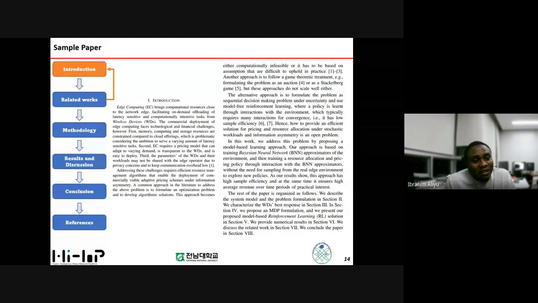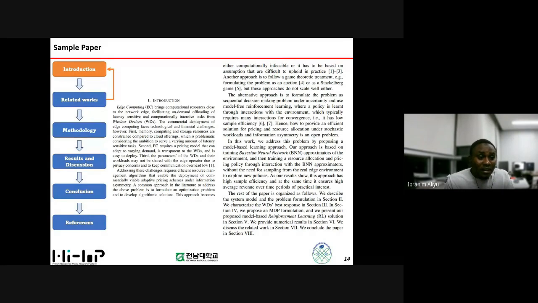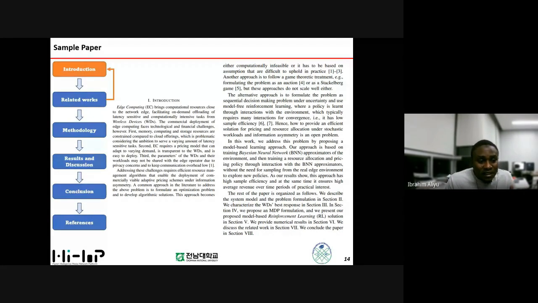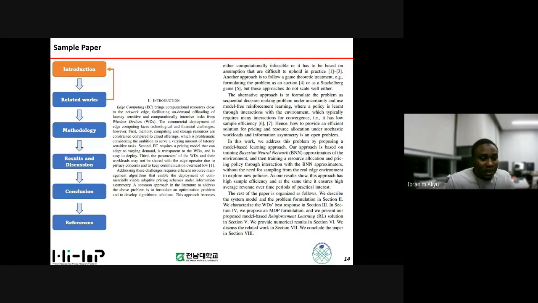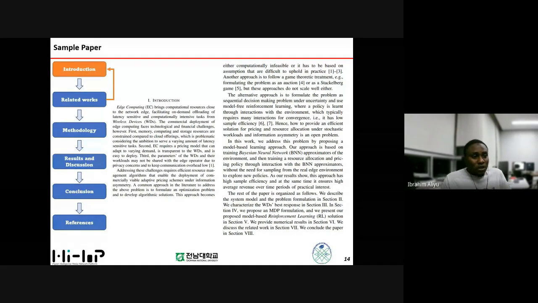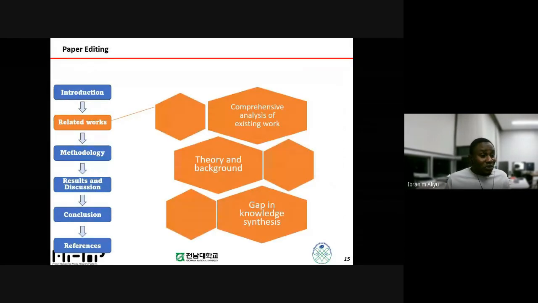In the other paragraph, he says, if we are to solve this problem, the alternative approach is to formulate the problem as sequential, where this and so on. Hence, how to provide efficient solution for pricing is an open problem. So he is establishing the gap here. And then he moves on to say, in this work, we address the problem. They describe it again, and then what they find out. So this is an issue.